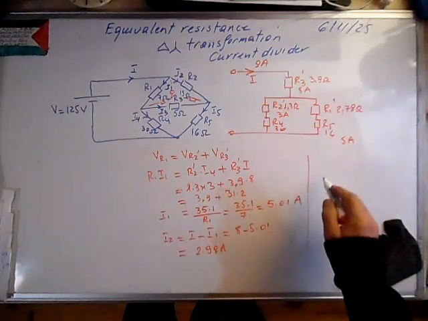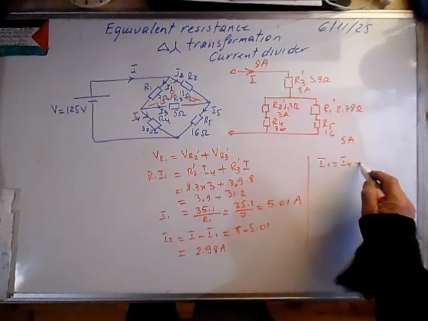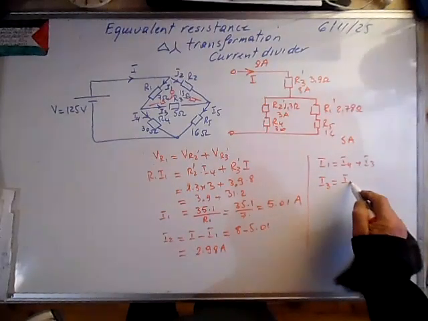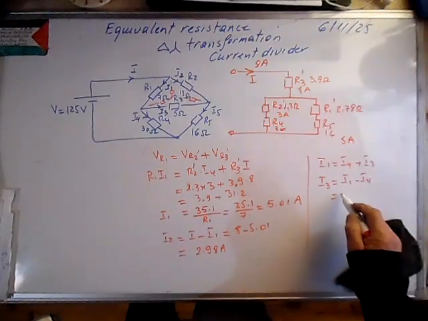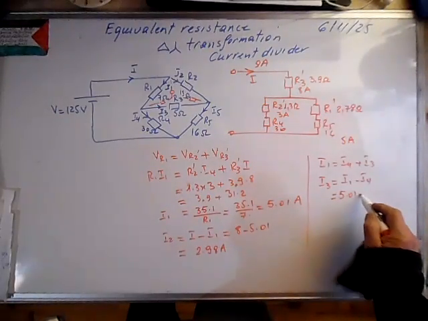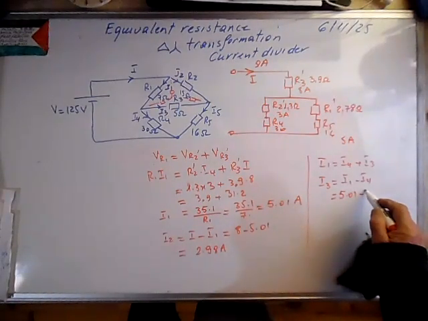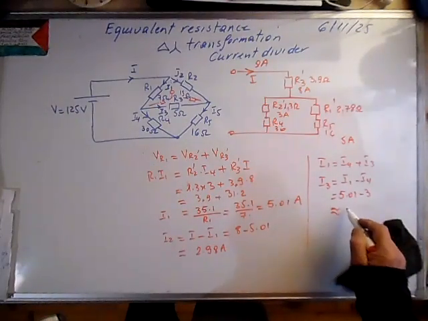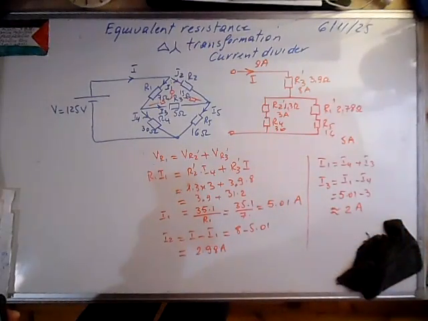We have calculated I1 and I2. We are left to calculate I3, knowing that I1 is equal to I4 plus I3. I3 is equal to I1 minus I4. I1 is 5.01 minus I4. We have calculated earlier, it's about 2 amps.